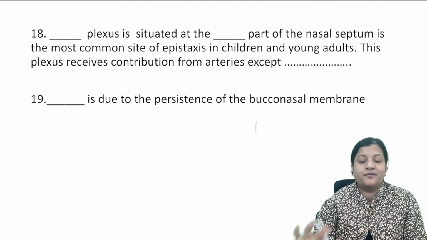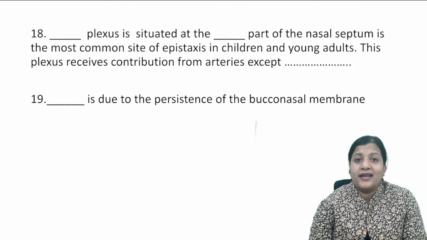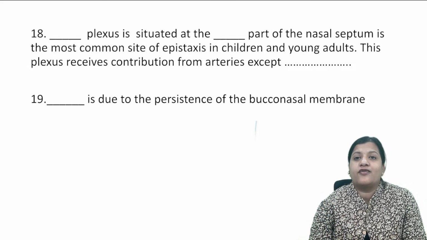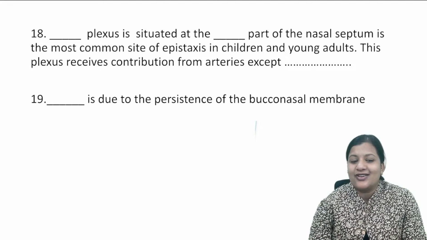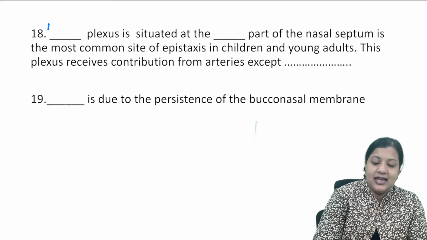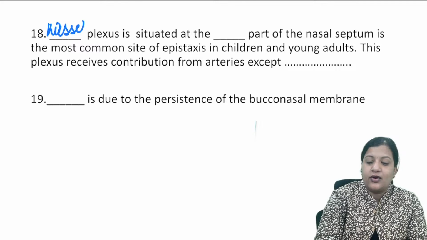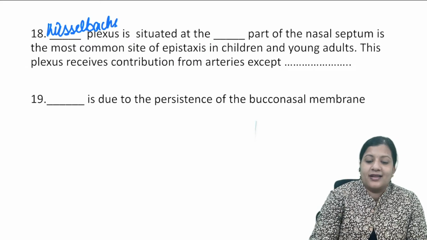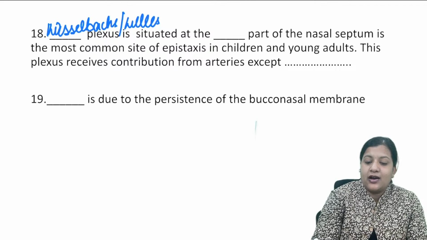So easy? Yes. Now, dash plexus is situated at the dash part of the nasal septum, and it is the most common cause of epistaxis in children and young adults. So, which plexus is responsible for epistaxis in children and young adults? Yes, it is the Kieselbach's plexus. Is it located anteriorly or posteriorly? This is called as Little's area also.